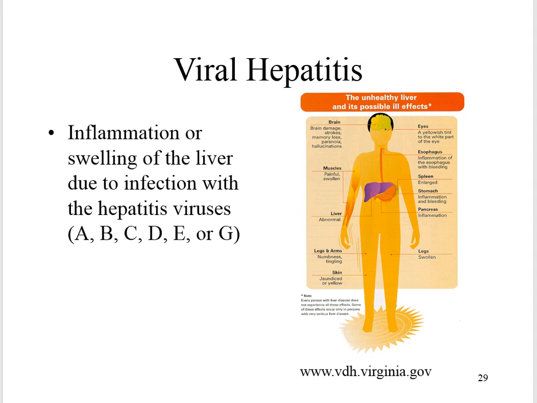Viral hepatitis. This is an inflammation or swelling of the liver due to infection with the hepatitis viruses A, B, C, D, E, or G. Signs and symptoms: the person is tired, there's poor appetite, fever, nausea, urine can become darker, and jaundice.